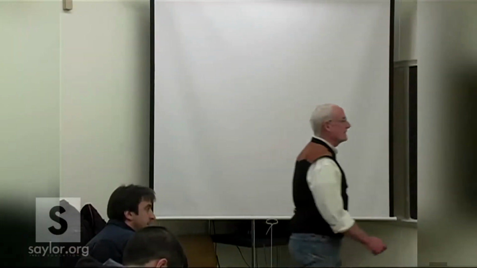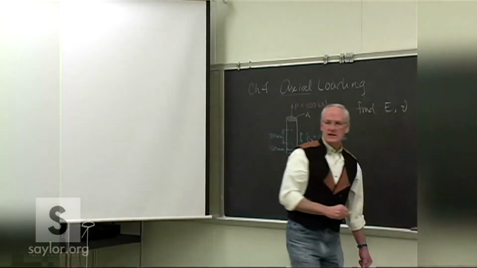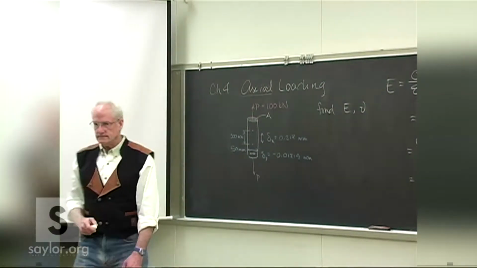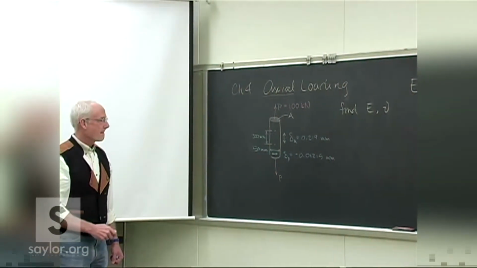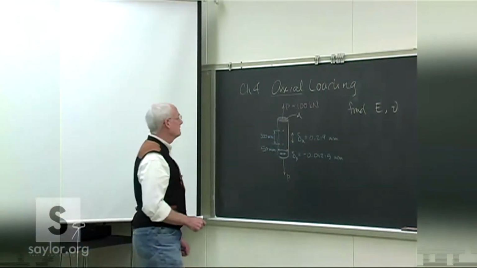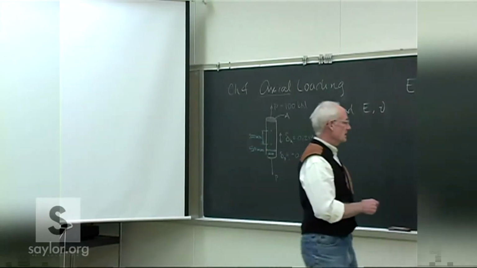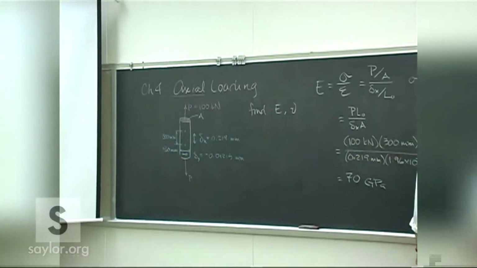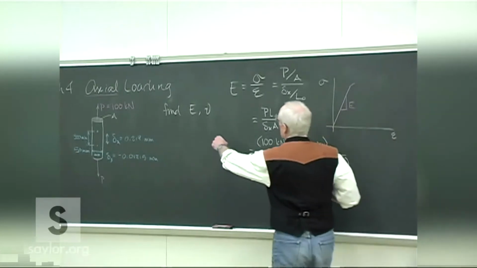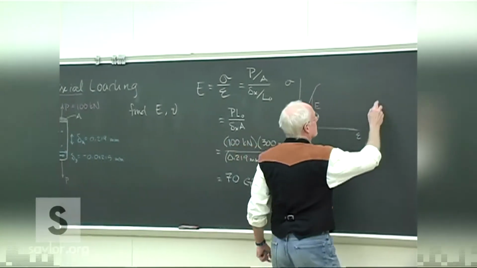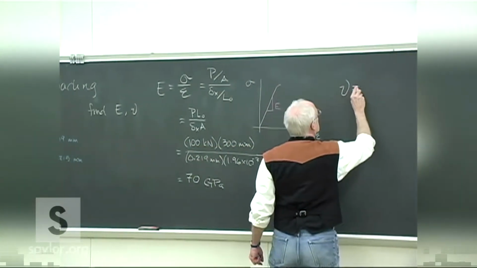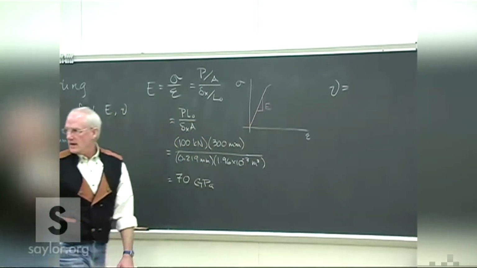All right, a couple people have the answer. It comes down to about 70 gigapascals. Pretty typical for the structural solids we're looking for. All right, then the next goal is Poisson's ratio. Remember how that's defined.